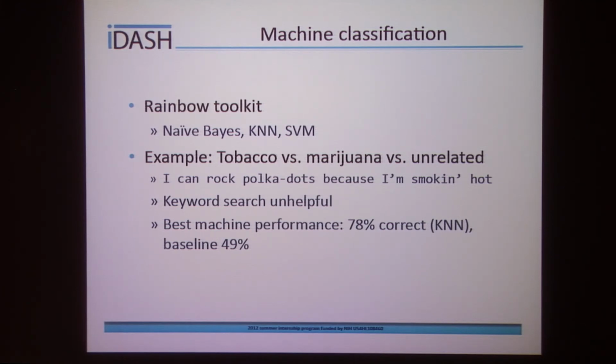Another thing that we need to do, just taking a step back from that, is filtering out non-tobacco related tweets, so we can have this three-way dichotomy between tobacco, marijuana, and unrelated tweets. And this tweet, for example, "I can rock polka dots because I'm smoking hot," would be picked up by the keyword smokin' or smoke, but is clearly not tobacco related. So we're at 78% correct classification on this task using k-nearest neighbors, with a baseline of 49%.